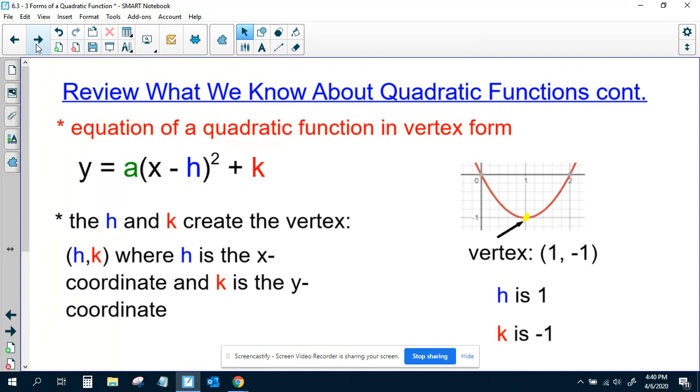We also talked about the equation of a quadratic function in vertex form, and as we recall, it goes y equals a times the quantity x minus h to the second power plus k. We found out before that the h and the k create the vertex, where h is the x coordinate and k is the y coordinate of the vertex. As you can see over here, the vertex for this particular function is at (1, -1). So in this case, our h value is 1, and our k value is negative 1.